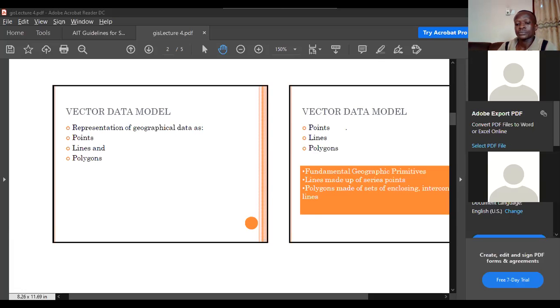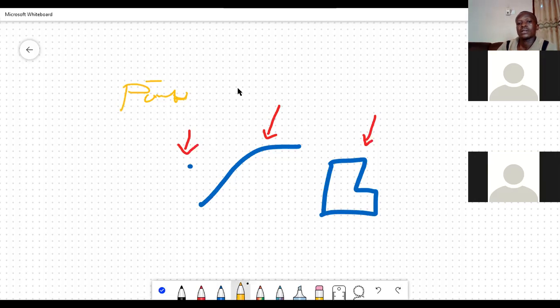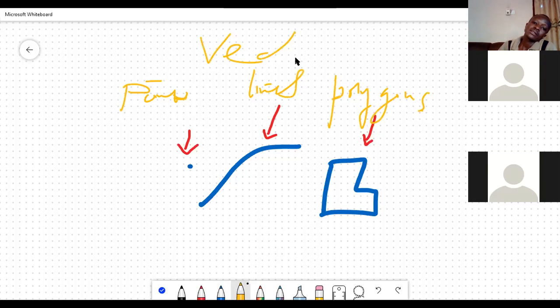Is that okay? So let me share this screen with you. Obviously, in this case, that's some kind of river. That's a lake. That's a pole. That's a building. It looks like a building, doesn't it? So we can have these three representations: points, lines, then polygons. This is called the vector data structure or data model.